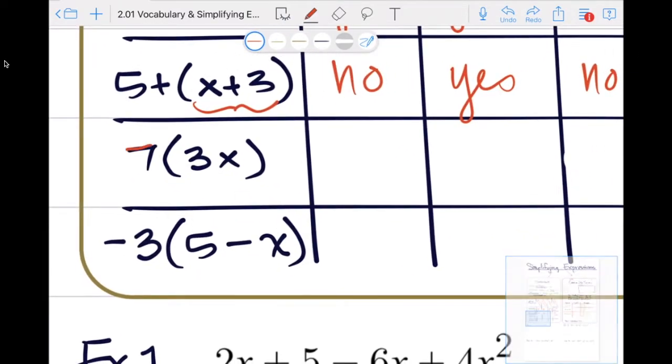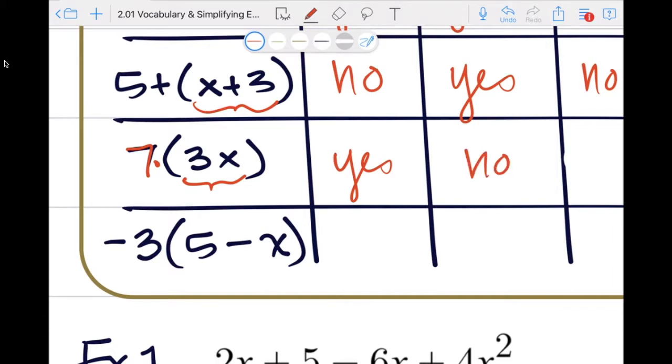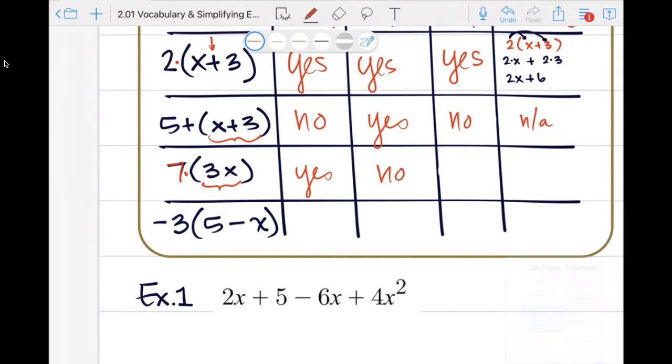So let's look at the next example. First, we are multiplying a constant. So we can say yes for this first column. However, we are not multiplying it times a sum or difference of terms. This is actually only one term. So since we're not dealing with a sum or difference of more than one term, then we will not be distributing. And again, I'm going to say NA for that.